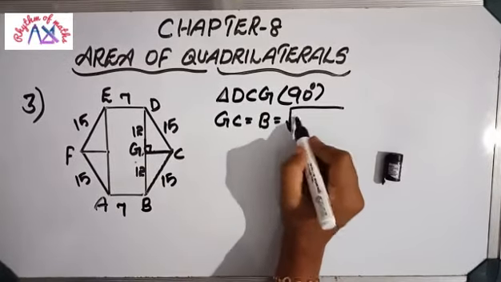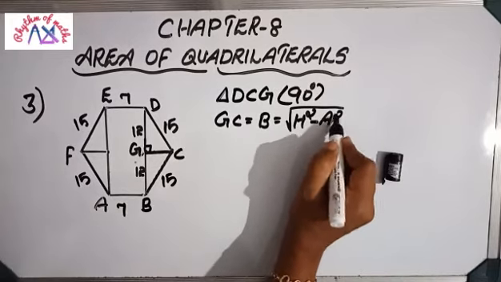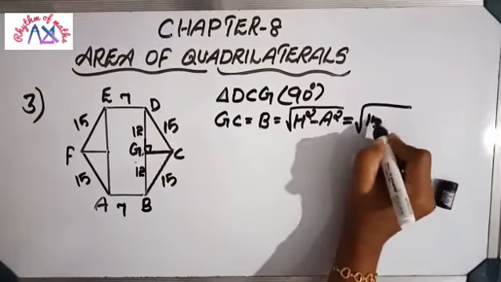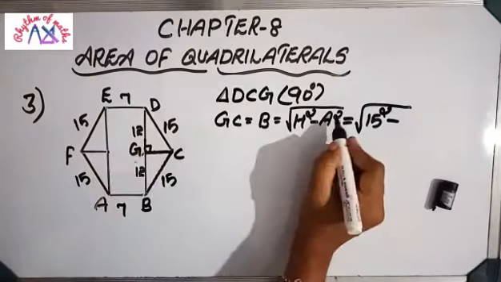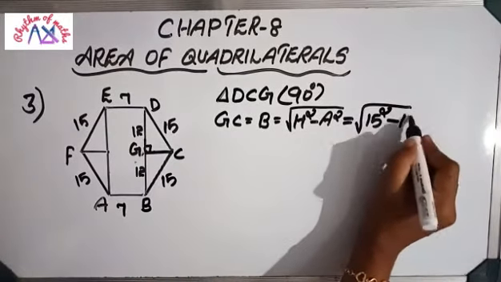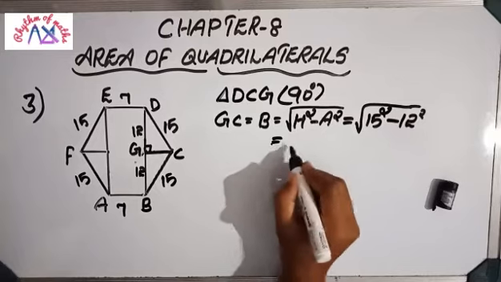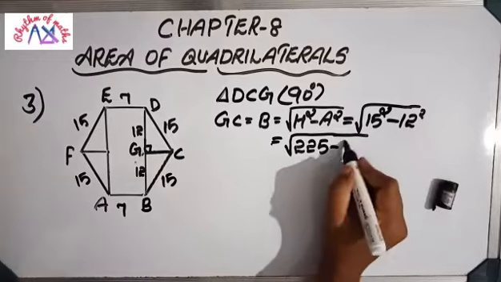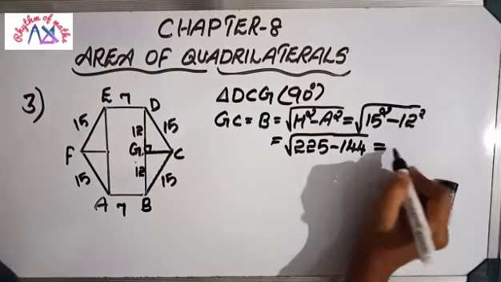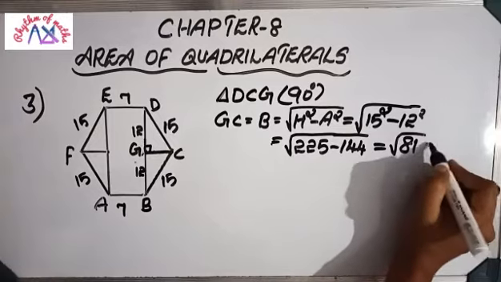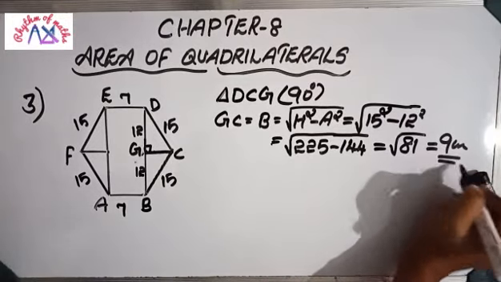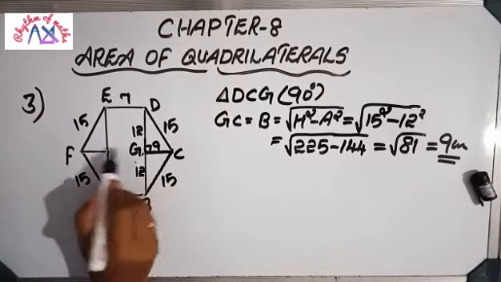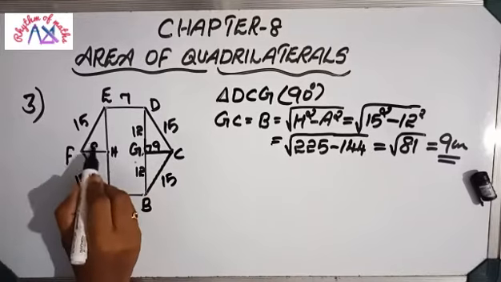Equation to find the base is what? Hypotenuse square minus altitude square. So here the hypotenuse measurement is 15. So 15 square minus altitude 12 square. 15 square is 225 minus 12 square is 144. So the remaining answer will be root 81. Root 81 answer is 9 centimeter. That means this GC is 9 centimeter. This measurement GH will also be 9 centimeter.